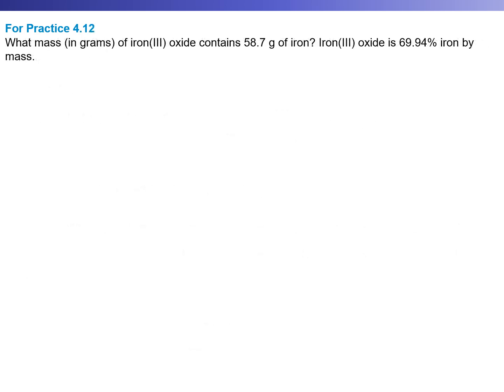Now, in problem 4.12, they're asking what is the mass of iron oxide. So they want us to know the grams of iron oxide that contains, let's see, what mass of iron oxide contains 58.7 grams of iron. Okay, so we're given a certain amount of iron, and we want to know how much iron oxide we need to have in order to get that amount of iron. And iron oxide is 69.94% iron by mass, which tells us something too.